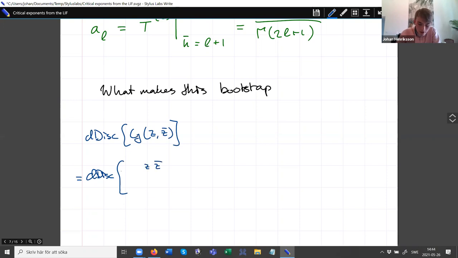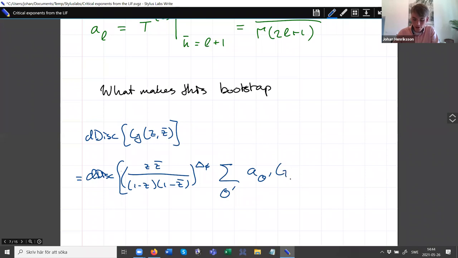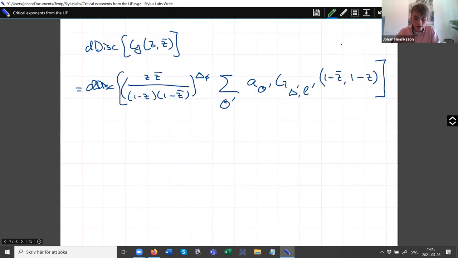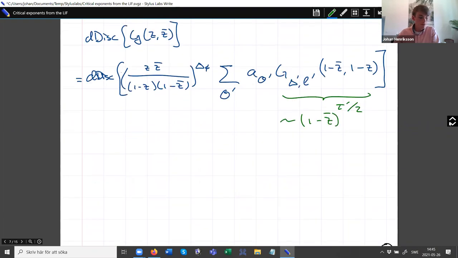So there is this standard factor from crossing, and then times the sum over operators now in the cross channel of P. Let's call them O prime, with OPE coefficient A O prime, and G with delta prime, l prime. And then in the conformal block, I need to replace the cross ratios, so 1 minus z bar, 1 minus z. By the way, if you remember the scaling of these conformal blocks, this now goes as 1 minus z bar to the tau prime over 2. So this gives an idea of the general strategy. The plan is to consider various operators O prime that can appear in the cross channel of phi phi, and then invert them, that is, take them through this perturbative inversion formula.